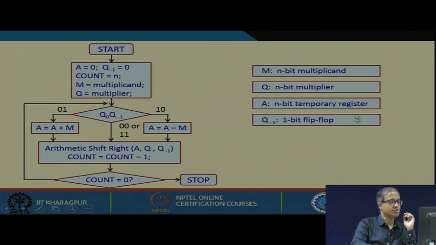So the Booth's algorithm goes like this in a flowchart form. I have already shown you that A is a register, n bit.